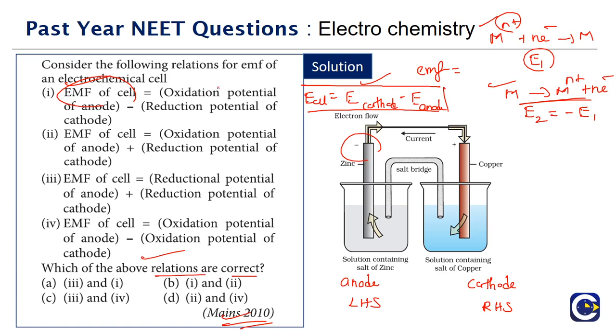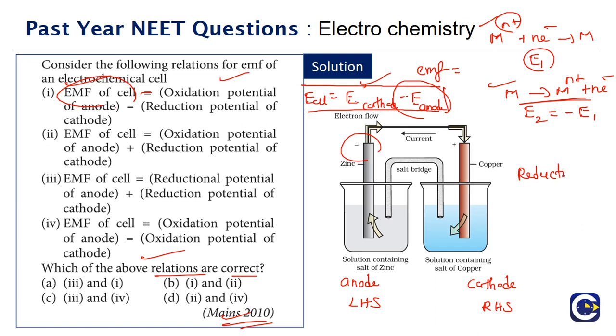Look at option 1. EMF of a cell is equal to oxidation potential of anode minus the reduction potential of cathode. See, the normal formula is reduction potential of cathode minus reduction potential of anode. This we have to change. How? We should not talk about the reduction potential of the anode, we should talk about the oxidation potential of the anode. So if you convert, minus of reduction potential means oxidation potential, isn't it? So we can say the cell EMF is equal to what?